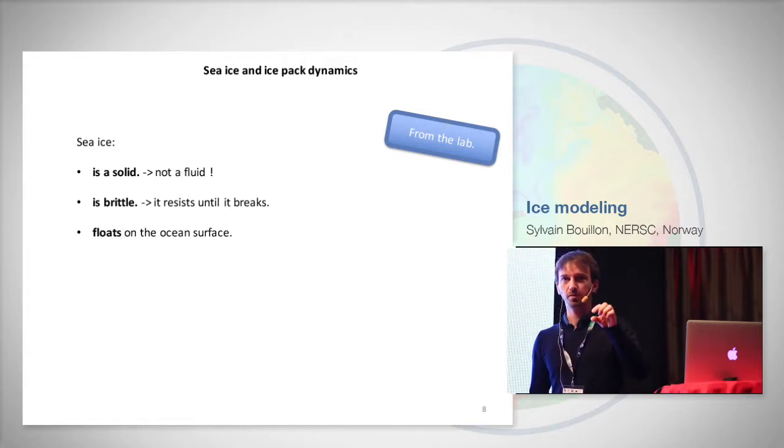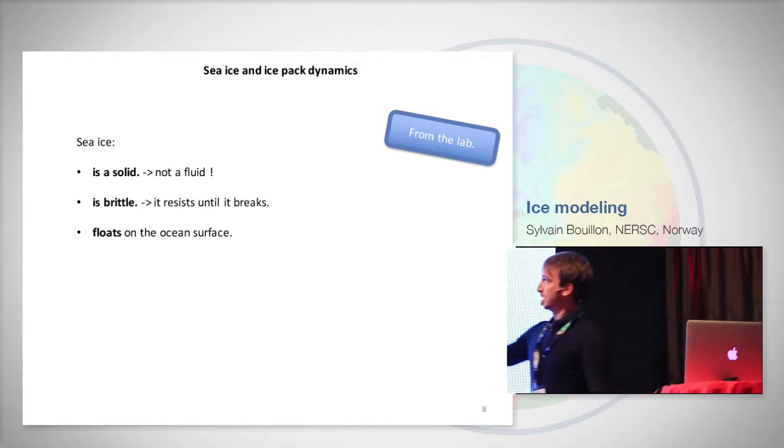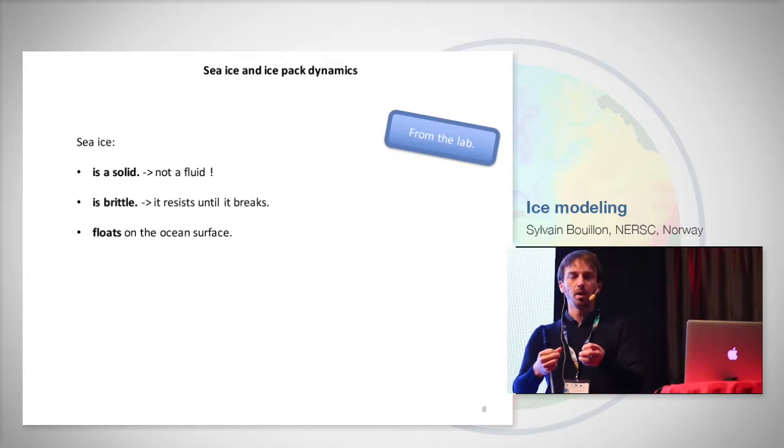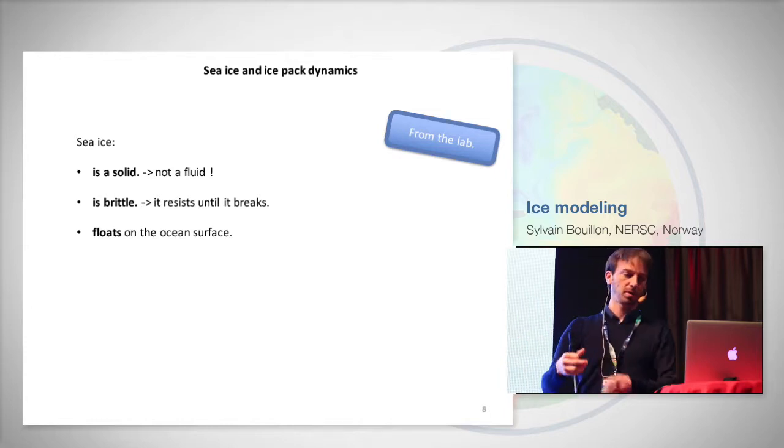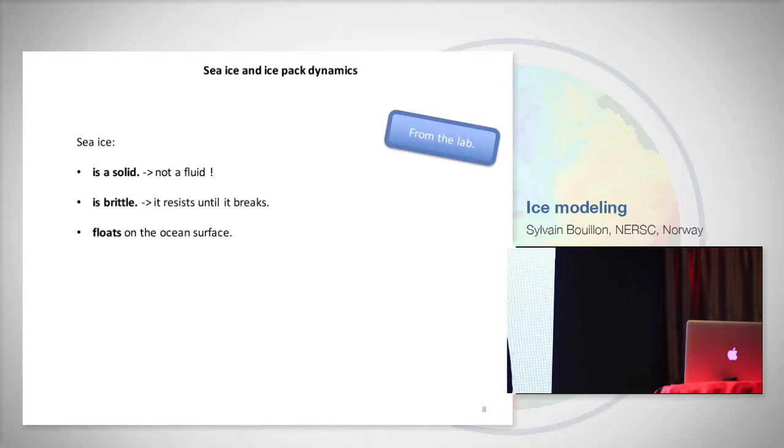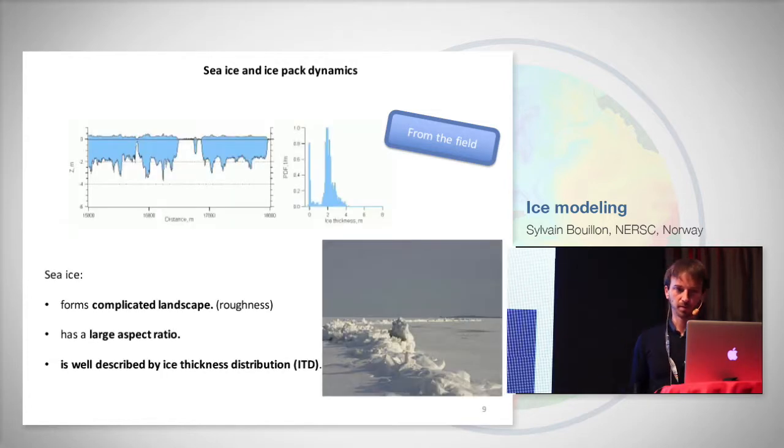You just take an ice cube from the freezer. You will directly see that it's a solid. It's not a fluid. It's brittle. So if you try to push it, it will not deform. And then if you push stronger, it will break. And it floats. So that's basically all you need to know about the material properties of the sea ice, at least as a start.